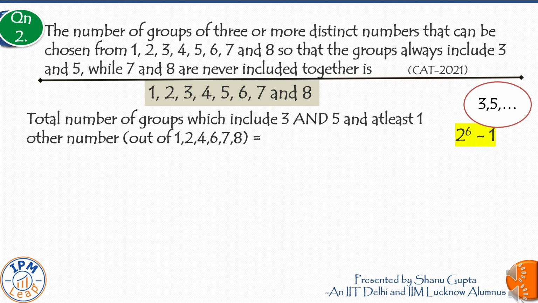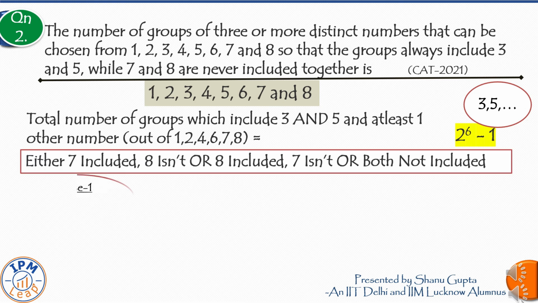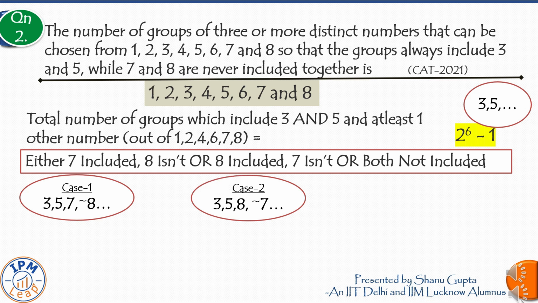Now let's think in terms of our second constraint that 7 and 8 are not included together. Thus, there are 3 cases possible. Case number 1 is when 7 is included but 8 is not. Case number 2 is when 8 is included but 7 is not. And case number 3 is when both 7 and 8 are excluded. These ovals represent the groups for each case.